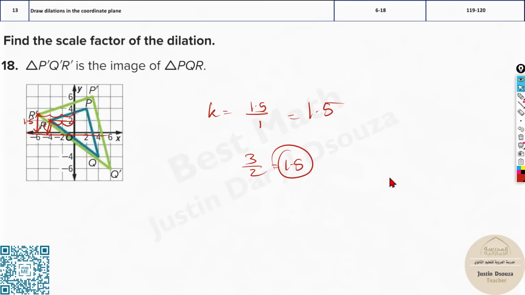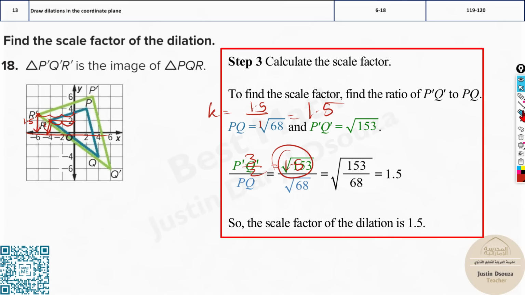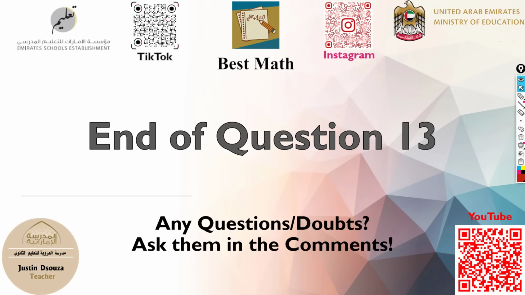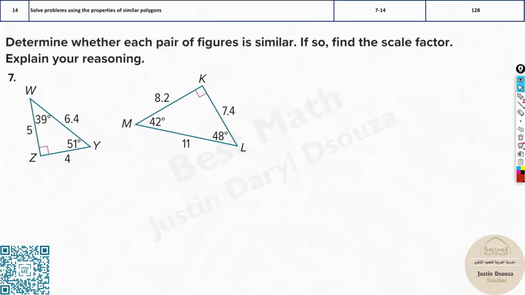This is why we can tell the scale factor is 1.5. So this is how we can easily find it just with any of the reference. You can use any axis as the reference. You do not need to do any of these long methods. Directly we can get the answer 1.5. And that's how you can use the shortcut methods and solve this question number 13. Question 14 is to use the properties of similar polygons and solve them.